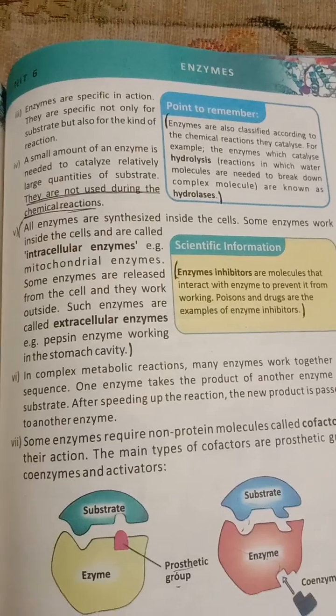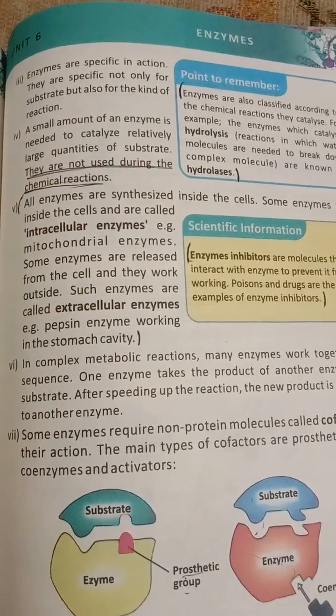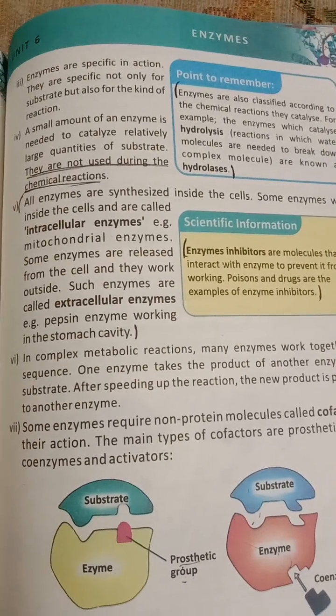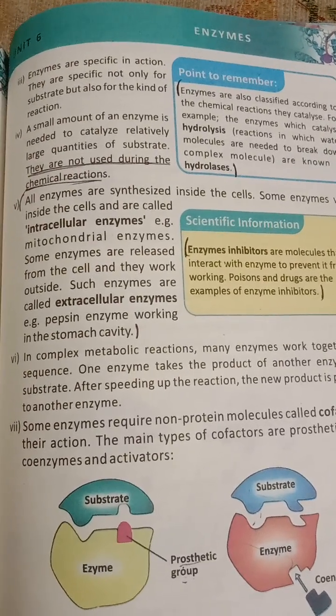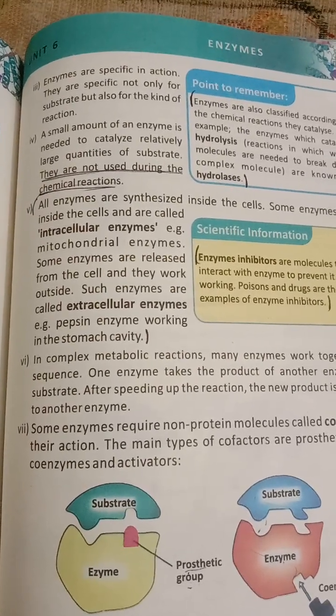The pepsin enzyme is synthesized in the cell but it is released outside the cell and works in the stomach cavity. So this is also a specificity of enzymes, that pepsin only works in the stomach cavity. That's why an enzyme is specific for action.